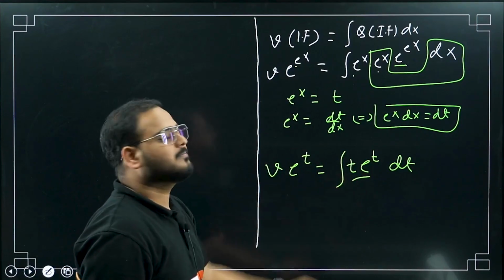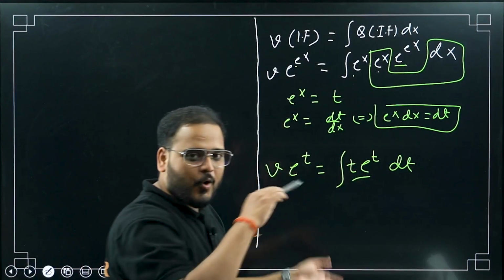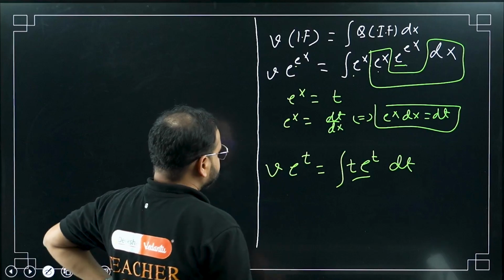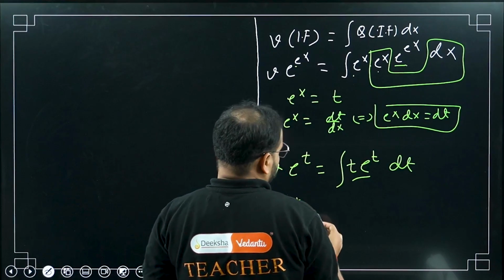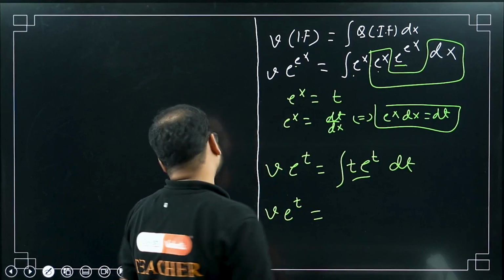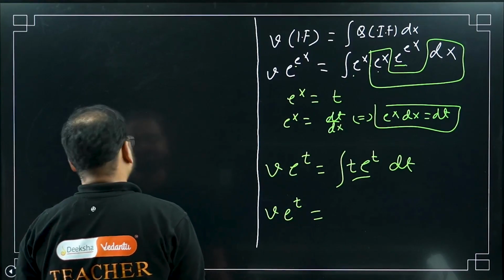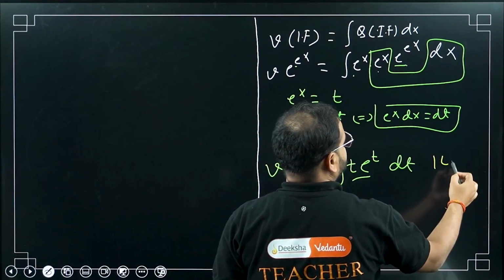We have to use what here? By parts. See, all the concepts are being used. So v e^t. What's the condition for by parts, sir? By now you should know.